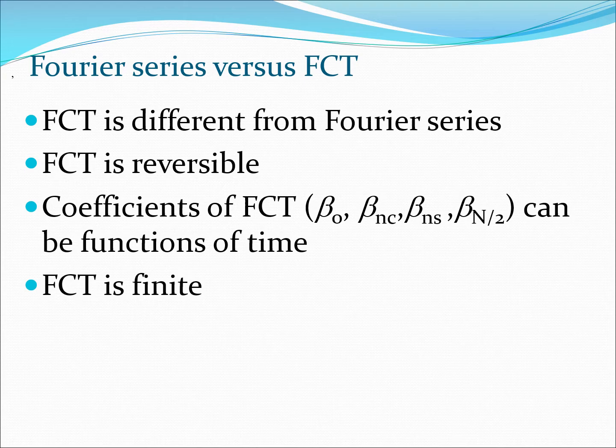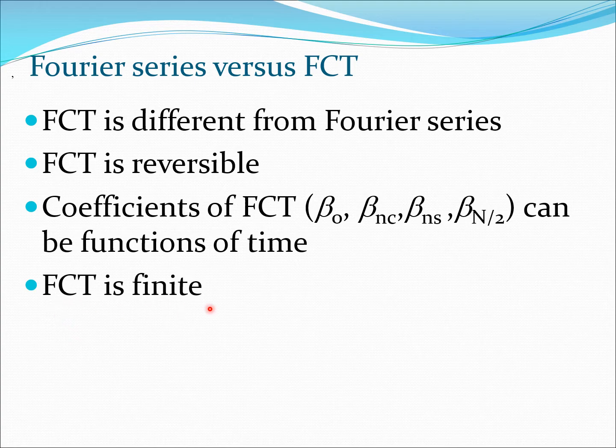Now many people confuse the Fourier series and the Fourier coordinate transformation. Now FCT is different from Fourier series. For example, FCT is reversible, we can go both back and forth. Then coefficients of FCT are functions of time, and this is a major difference. So though we use similar nomenclature like beta 0, beta 1c, beta 1s, and so on, as when we expanded beta as a Fourier series, these are different. These coefficients are actually functions of time, and the reason we use beta is largely from historical reasons, so you need to keep the differences here in mind.